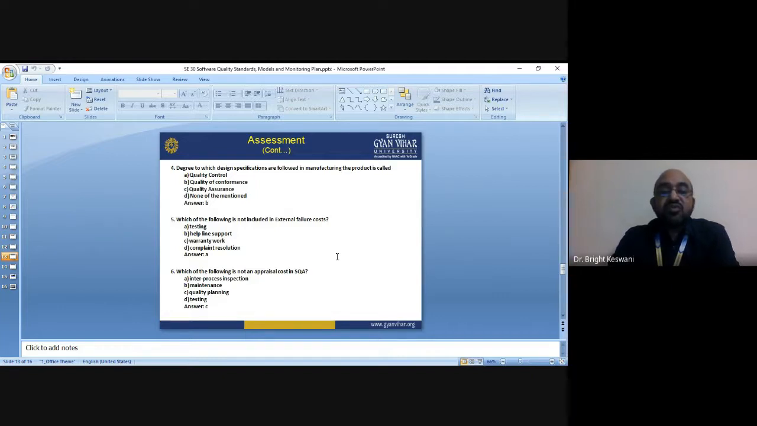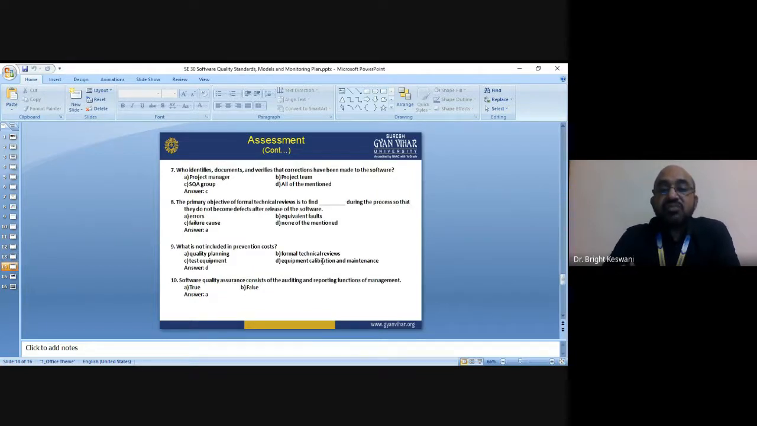Which of the following is not included in external failure cost? Testing, helpline support, warranty work, and complaint resolution. Testing. Testing is the activity which is not involved in external failure costs. Which of the following is not an appropriate appraisal cost in SQA? Inner process inspection is the first option, then maintenance, then quality planning, then testing. So there are four options, but the right answer is quality planning.